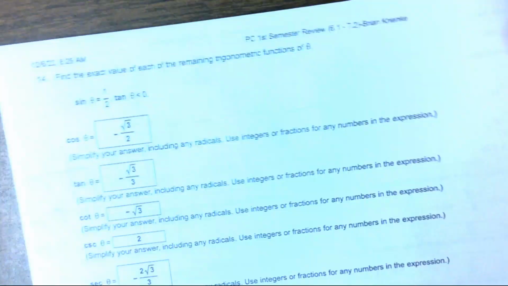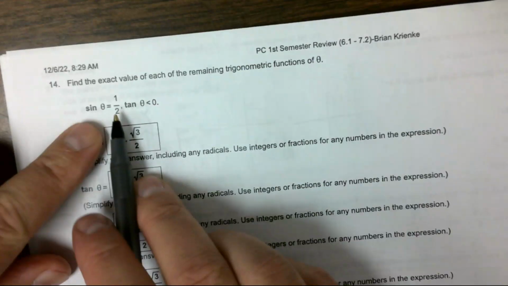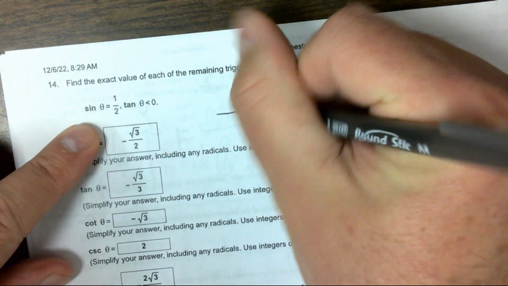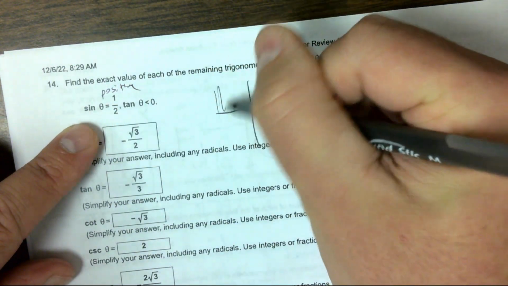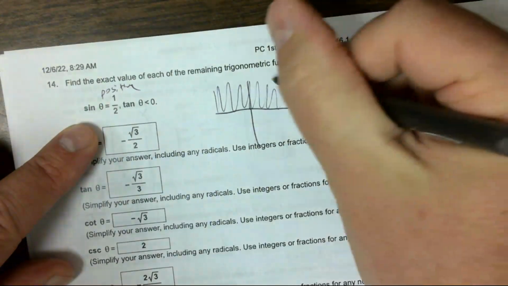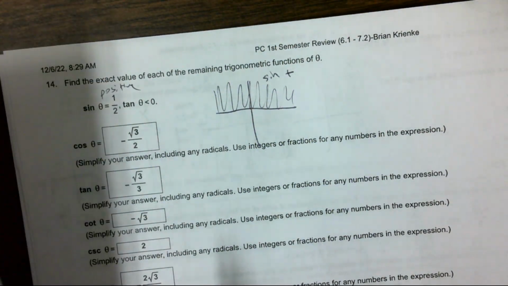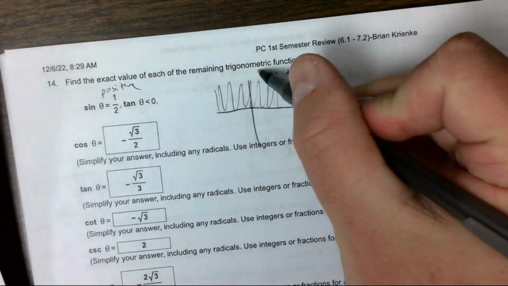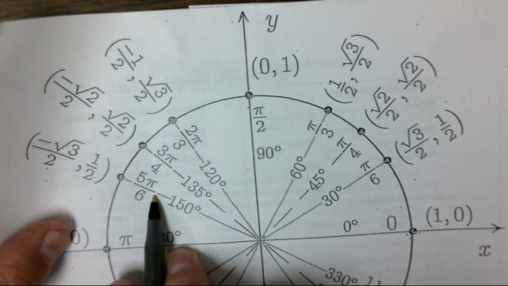Okay, for the next one, you're given a couple of trig functions, and we have sine as 1/2. So the first thing you think of is sine is positive 1/2, which means you're here and here or here. So that's where sine is positive. So if you literally look at your unit circle, for the y value, you're at either pi 6 or 5 pi 6, because that's where your y is 1/2.